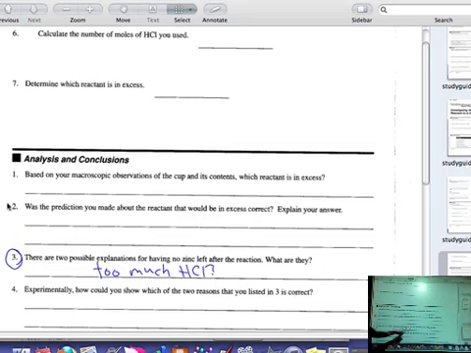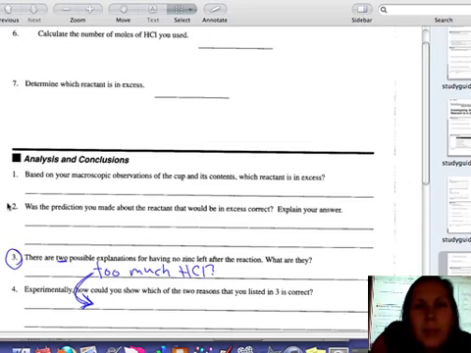So if we're talking about that, if we say that there's too much hydrochloric acid, experimentally, how could you prove this? Okay, so I'm going to leave you guys with this. This is one explanation. You need 2. One explanation here, and I want you guys to respond to this. If you put too much hydrochloric acid in, how can you prove that? I hope that helped.